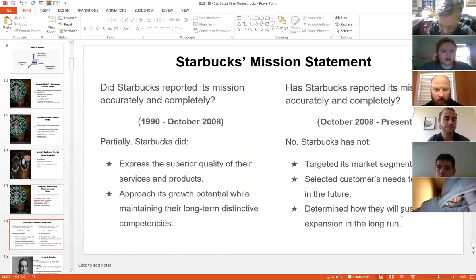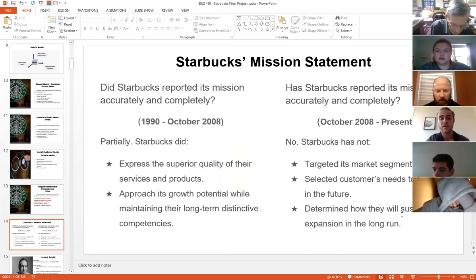And here, I made this slide just to analyze Starbucks, both the first Starbucks mission from 1990 to 2008, and then the present mission statement that the company has.